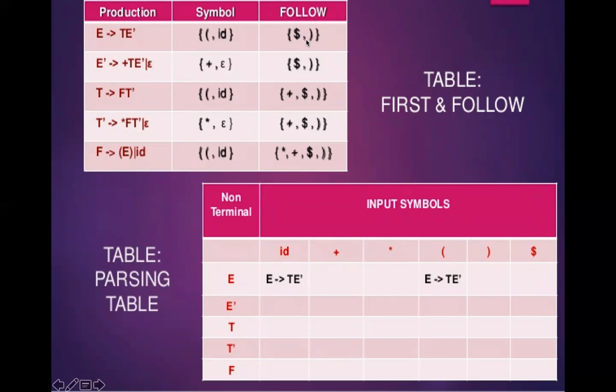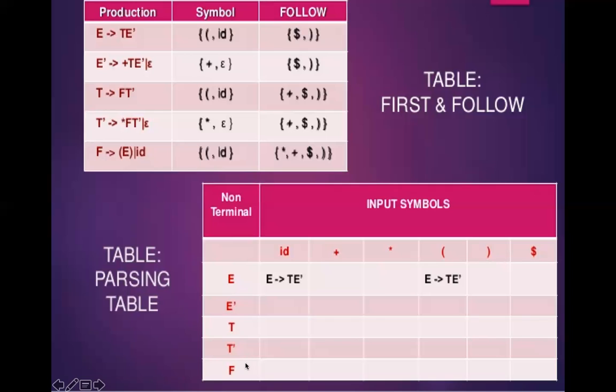Using these first and follow symbols, we need to construct the table. While constructing the table, we need to take the non-terminals, that is, the variables, which are the capital letters. How many variables are there in our productions? They are E, E dash, T, T dash, and F. Those variables we need to take here.